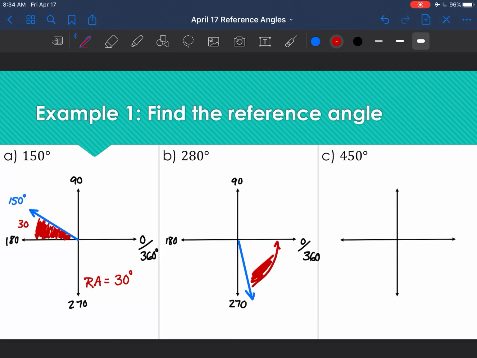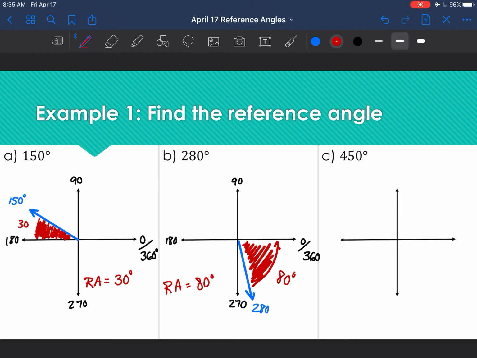Now we just need to figure out how many degrees that is. Well, we're at 280, right? That's what we drew, a 280 degree angle. And to get to the x-axis, we're getting to 360 degrees, the full rotation. So if we're at 280, how many degrees does it take to get to 360? Well, that's going to be 80 degrees. 360 minus 280. So you would say that the reference angle is equal to 80 degrees.